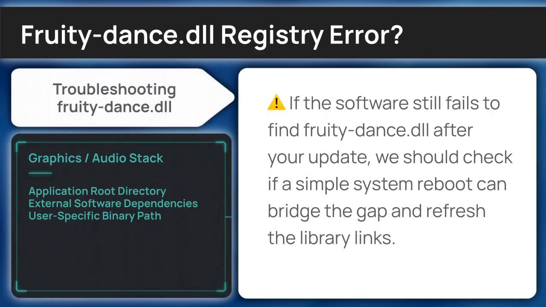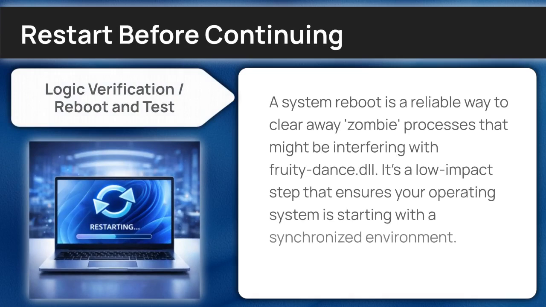system's startup environment. Performing a restart can determine if the error is just a transient environment glitch. A reboot refreshes your system's path variables and can sometimes reestablish a broken link to the Fruity Dance module file.